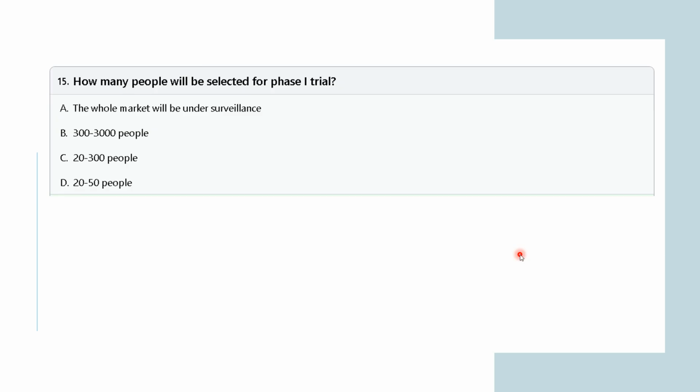Okay, that was a close go, but it is 20 to 50 people, because we are talking about the phase one trial. In phase 0 you will see that only 10 to 12 or 5 to 10 people are selected, and after that in phase 1 you will see 20 to 50. Okay, nice guess by the way.